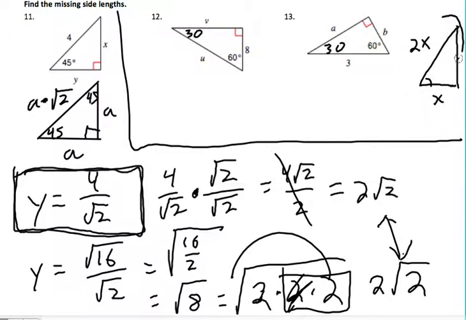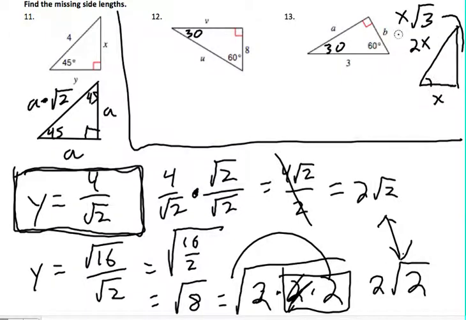Additionally, that longer leg is connected to the short leg. We don't multiply by 2 for that long leg. What we multiply by is the square root of 3. So to convert short leg to long leg, we multiply by square root of 3. To convert short leg to hypotenuse, we just multiply by 2.